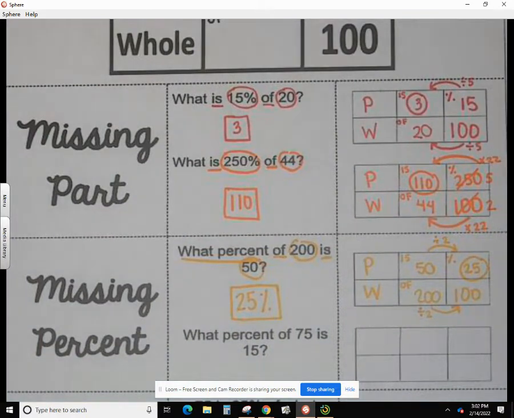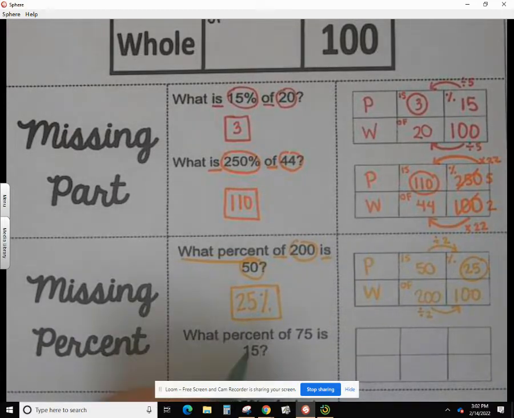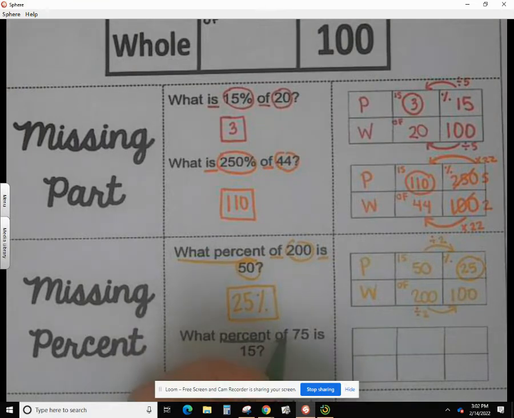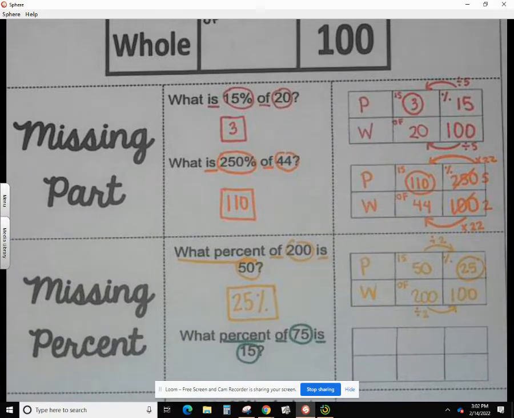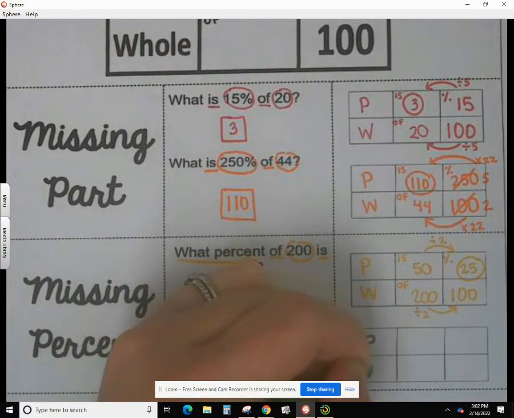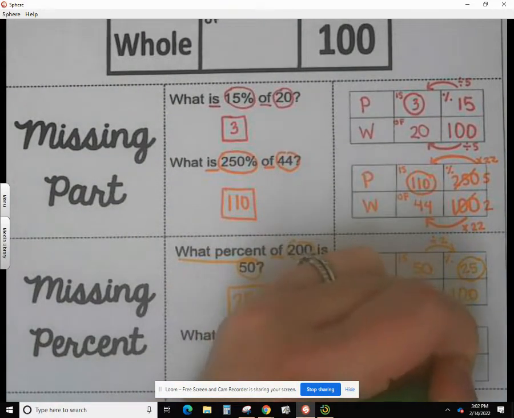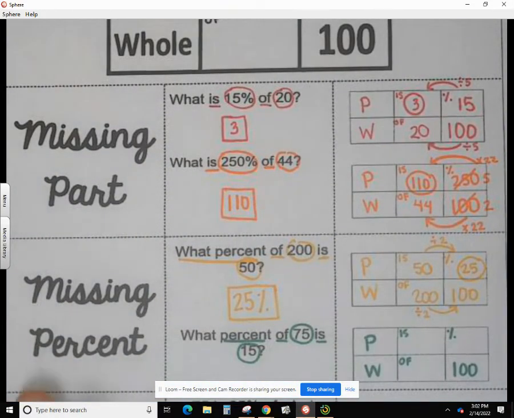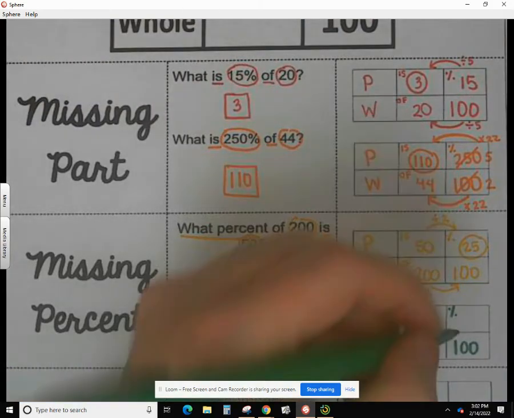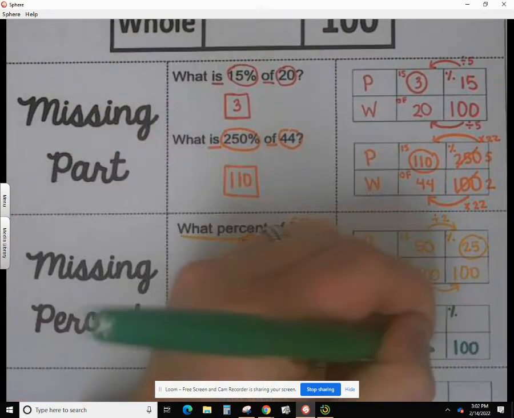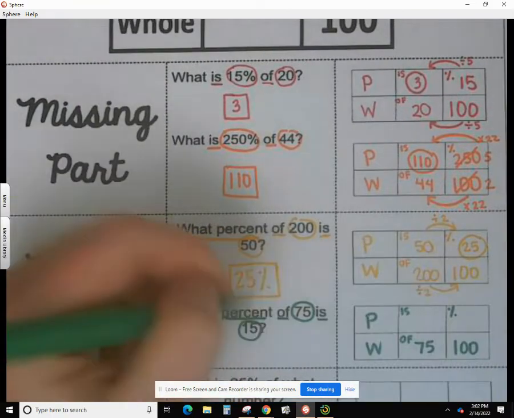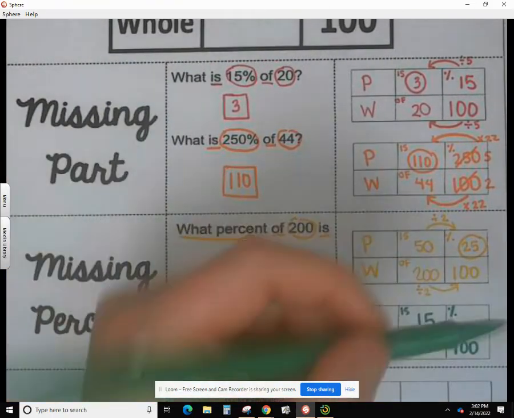Okay, let's look at another example of a missing percent problem. This time we want to know what percent, again we're looking for the percent, of 75 is 15. So we have the of number and we have the is number. Part over whole, is over of, percent over 100. Don't get confused and try to use the percent box on regular box problems. So it said of 75, so that goes here, is 15, so that goes here.